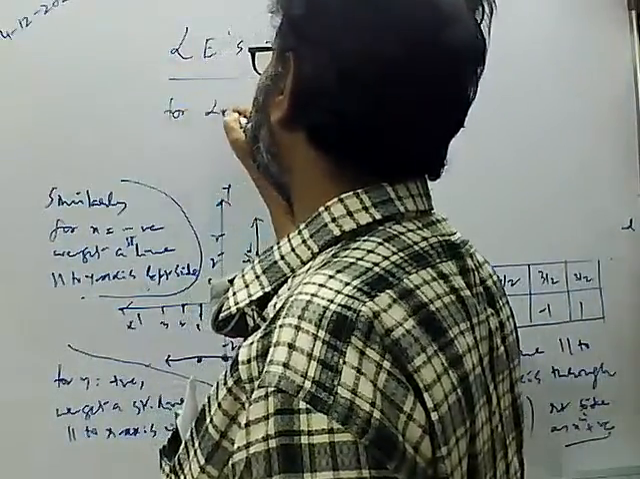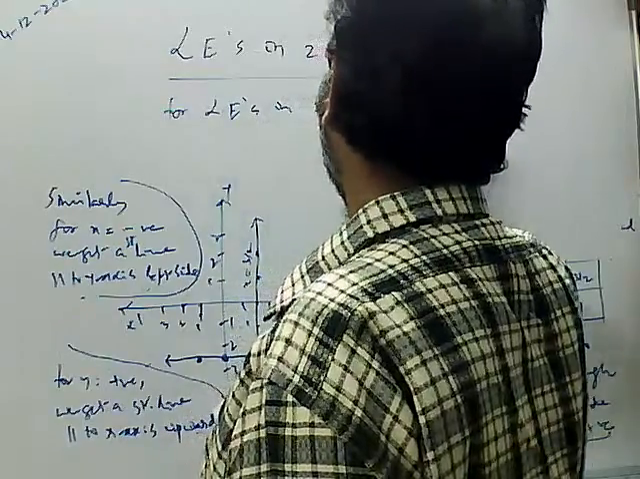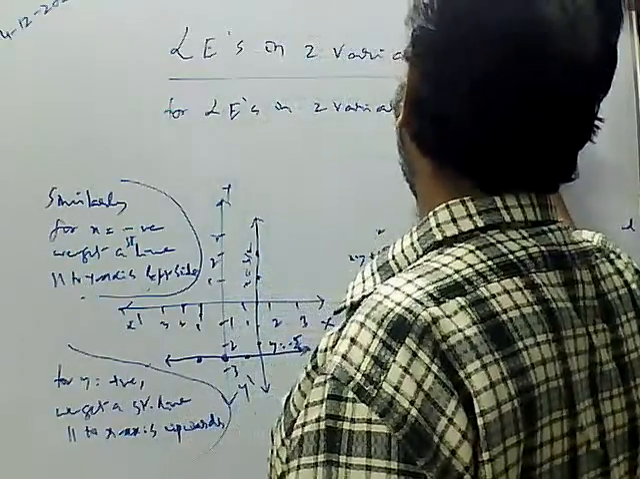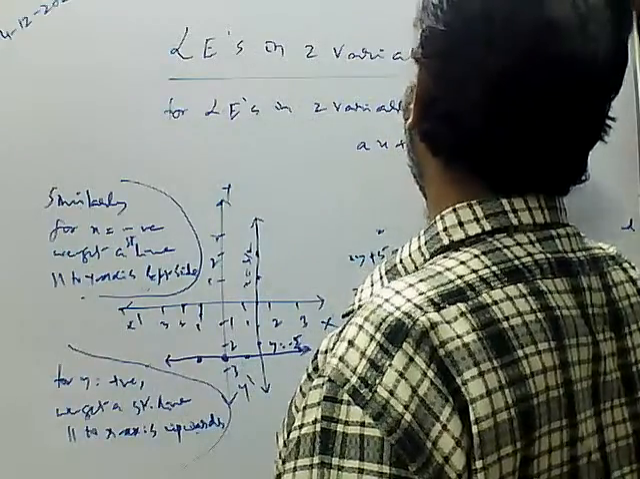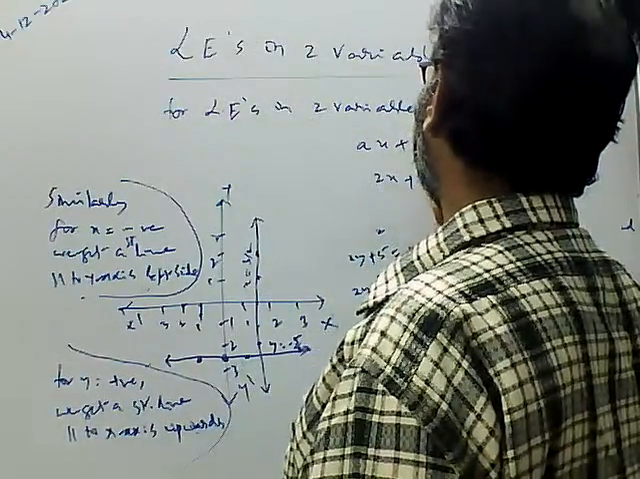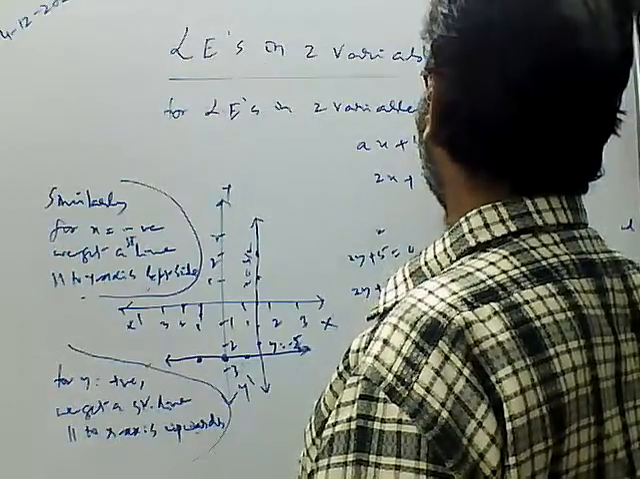Now, for linear equations in two variables, we have ax plus by plus c is equal to 0, right? Like 2x plus 3y plus 5 or minus 5 is equal to 0.